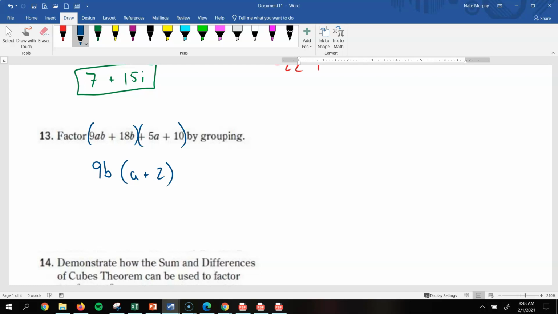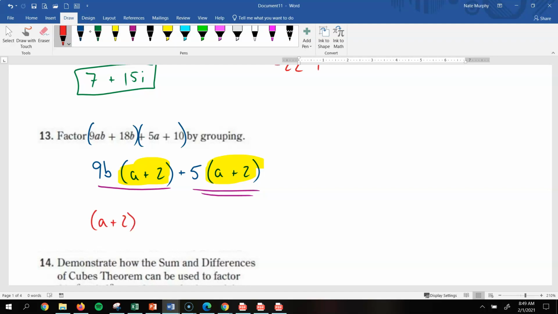Now, in the second set, I see that the greatest common factor there is a positive 5, so I'm going to write it as plus 5. And that would leave me, when I factor that out, a plus 2 as well. So what I recognize is that, well, first off, if I look at this as being one term and this being a second term, between those 2 terms, we have a plus 2 that is the same in both of those. So I'm going to factor out a plus 2. That leaves me with 9b plus 5. Now, before we say we're done, we want to always look to see, can that be factored any further? It can't be, so that is my final answer for number 13.